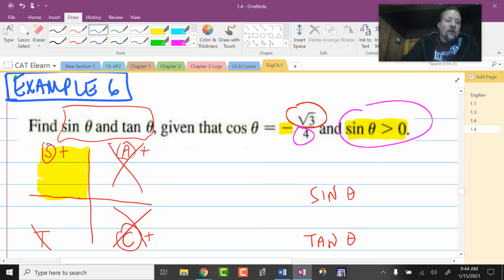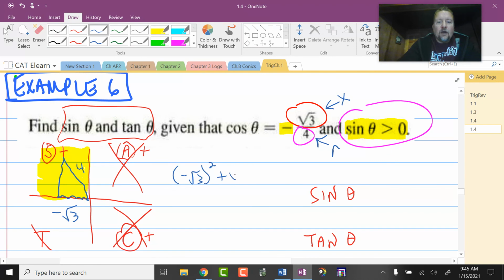And then when I draw it, I want a different color. Go through this fast. I think there's just a little bit of rationalization. I should put this in the chat, but we should know that this is x over r, and only the x is negative. r is positive. And then Pythagorean theorem: negative root 3 squared plus y squared equals 4 squared. This is 16. This is 3. Subtract 3 from 16. Oh my goodness. Wrong. 13.